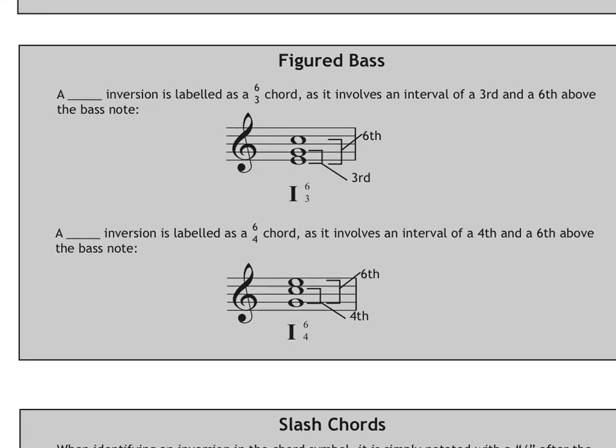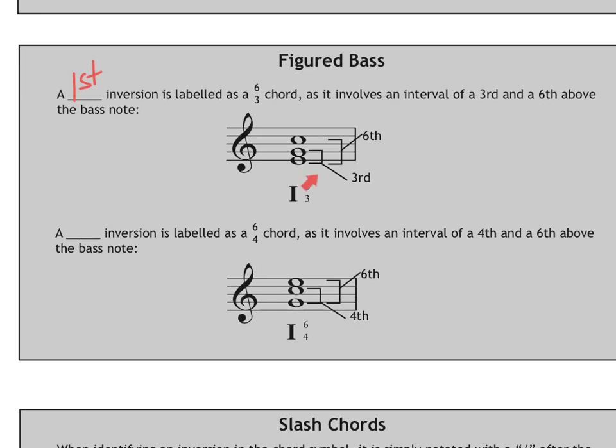All right, a first inversion is labeled as a 6-3. This is a first inversion triad. Okay, you can see that this snowman is not quite right. The root is up top, and the third of the triad is at the bottom. That is a first inversion right there. First inversion is labeled as a 6-3 chord as it involves an interval of a third and a sixth above the bass note.